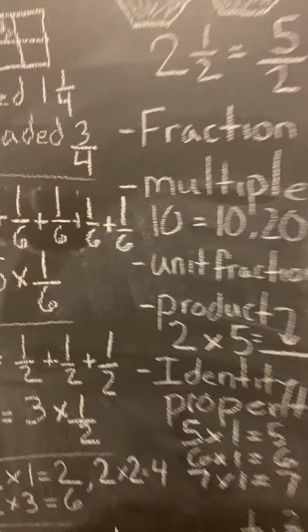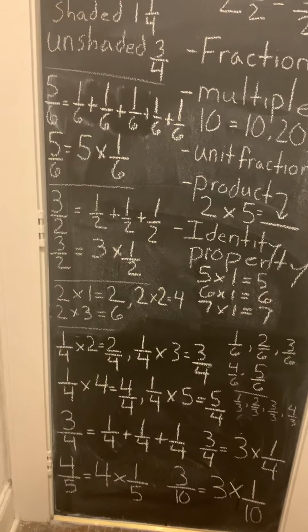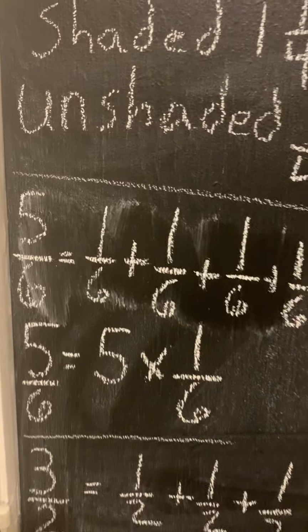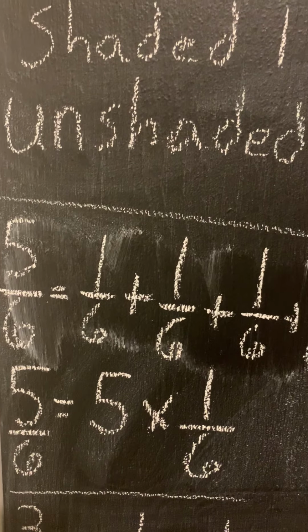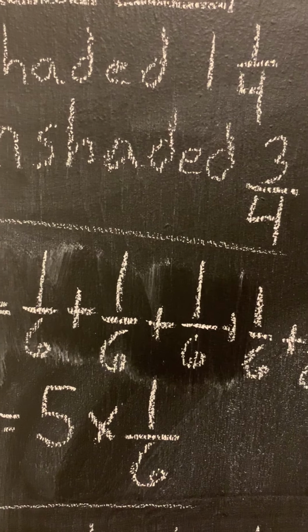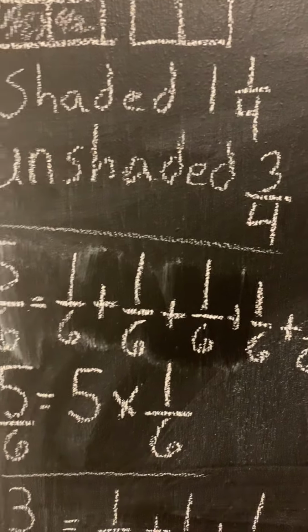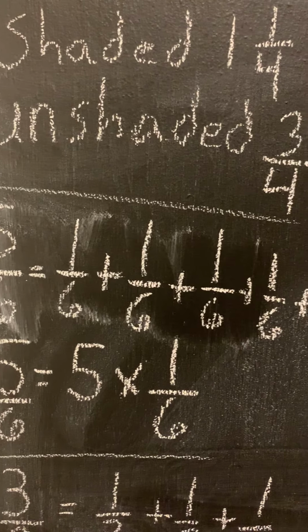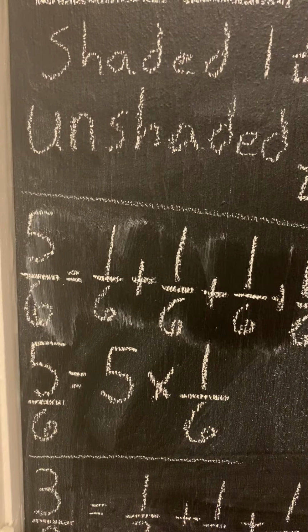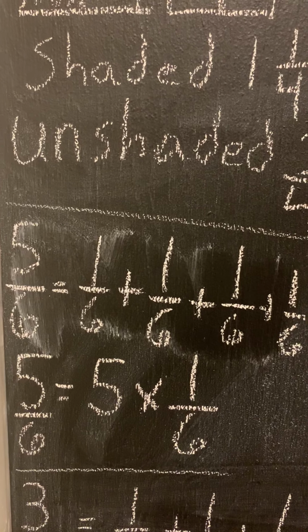But that's the gist of it. Don't overthink it. Let's just look at this one last time. Just think about 5/6. You can add up the unit fractions: 1/6, 1/6, 1/6, 1/6, and 1/6 equals 5/6. Or you can just do 5 × 1/6. That's the gist of chapter 8.1. So keep it simple.